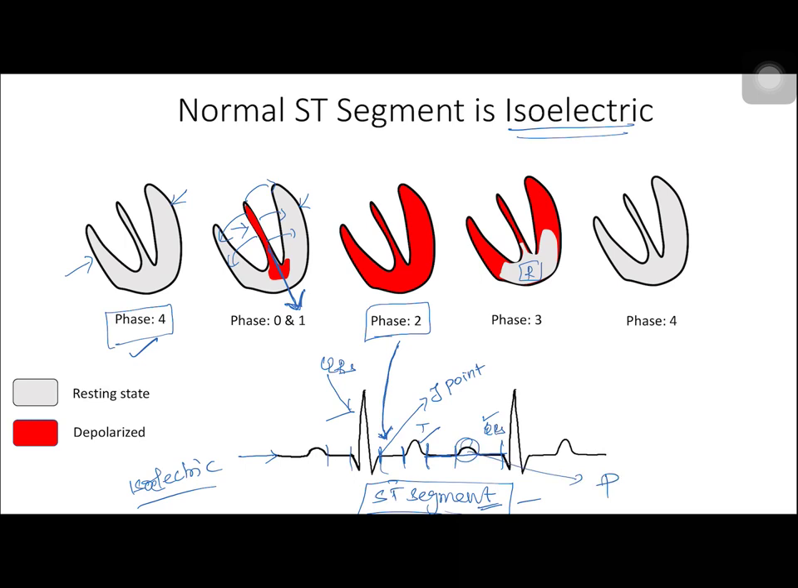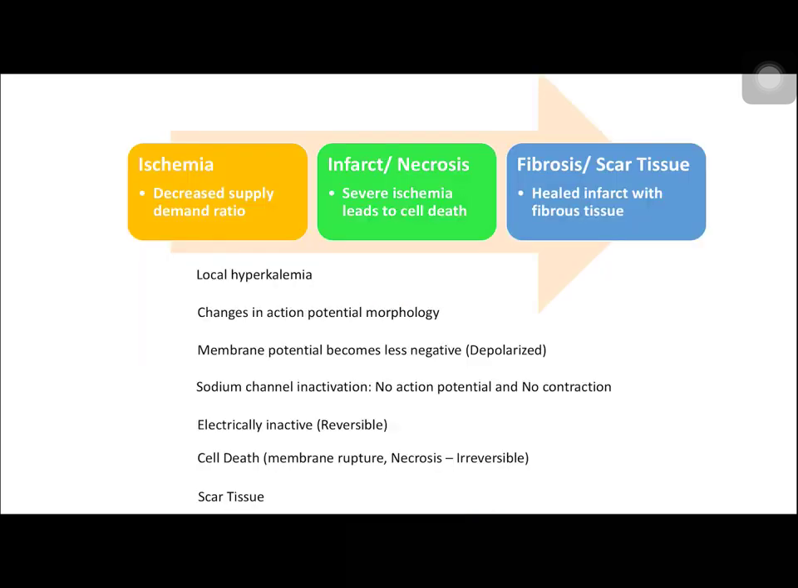Now let's see what happens to a ventricular myocyte and the ST segment when there is an ischemia. Ischemia refers to a decreased blood supply, or in other words, decreased supply-demand ratio. And this causes a decrease in local availability of ATP, decrease in oxygen, and it causes an increase in potassium levels in the local region, and also a local acidosis. So these changes, the local hyperkalemia and acidosis, are going to change the properties of the ion channels involved in action potential generation.